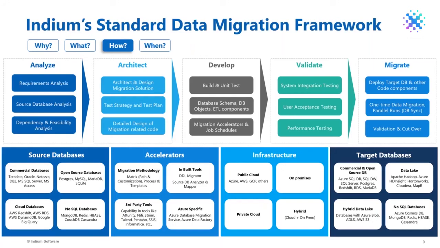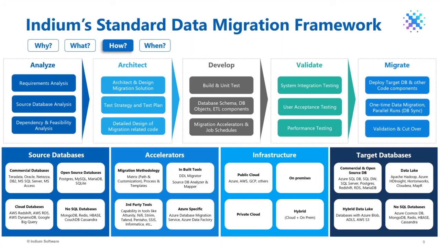We also migrate from these various source databases onto data lakes like Hadoop, HDInsight, Hortonworks, MapR, etc. Hybrid data lakes, which I spoke about in the previous slides: we could set up a hybrid data lake with Blob and SQL DW or ADLS. At the same time, we can also do a hybrid data lake with S3 and Redshift, and we can also migrate to NoSQL databases.